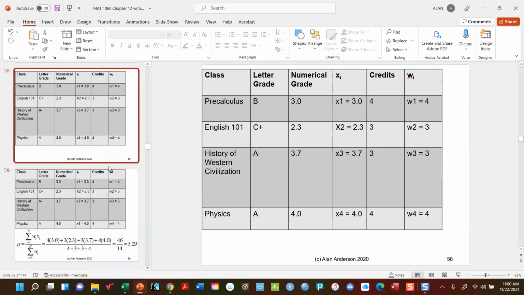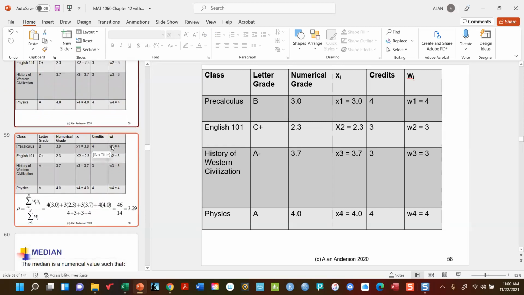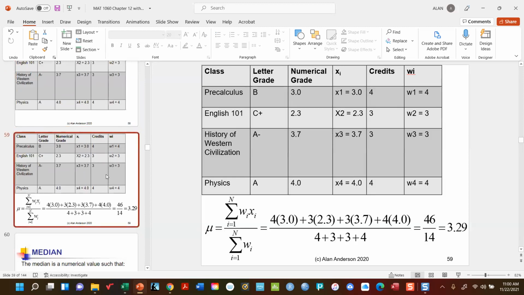So now when it comes time to calculating your average, we're going to use the same formula. And I've repeated the chart here so you can see what's going on. You've got all your W's. And down here, you've got just W's. And that gives me 46 over 14, 3.29. That's your GPA.